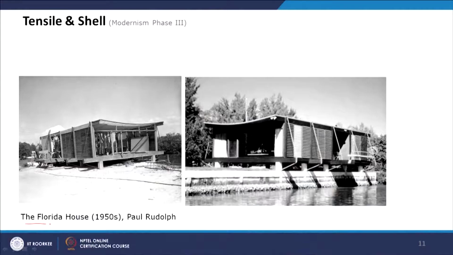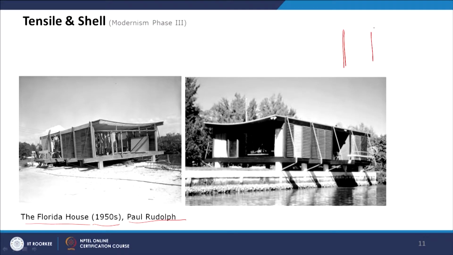This is a Florida house designed by Paul Rudolph in the 1950s. This is a temporary house, and then it got dismantled. Here the steel members are the main steel members, this is the roof, and from this steel member the floor of this house is hung. These are the structural members. From here a tensile member is supporting this roof, and this roof is supporting this floor, and this floor is supported by this member.